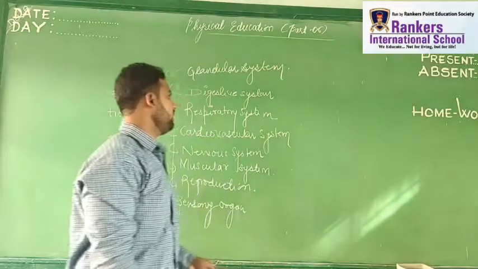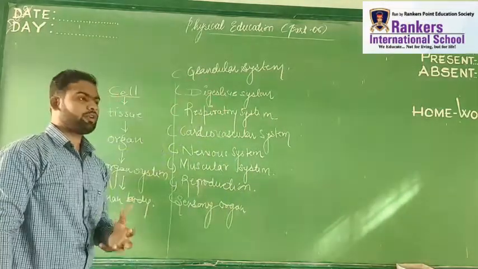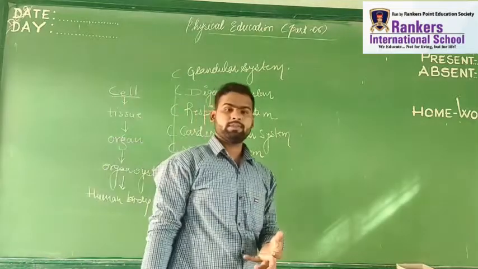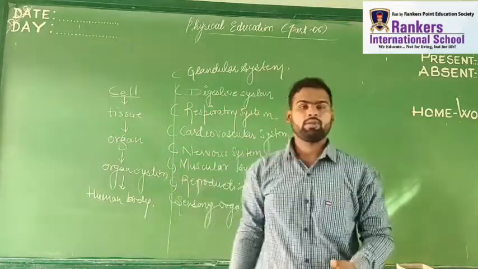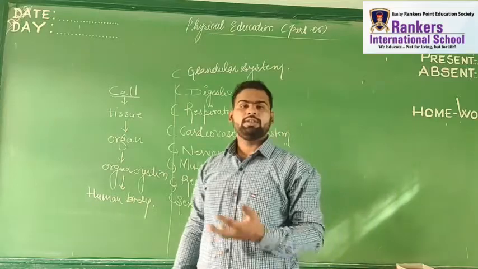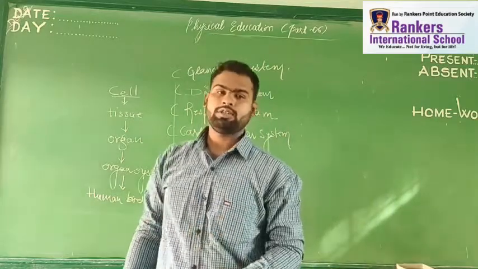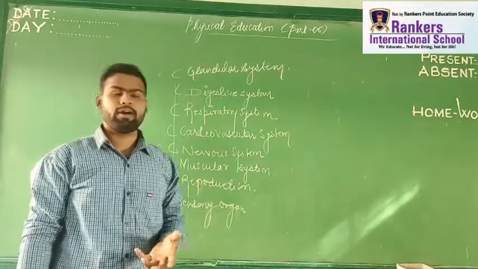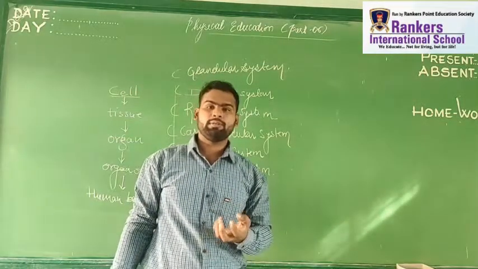So what I want to say here is, let's suppose that we talk about the glandular system. The glandular system consists of various glands, various ducts, hormonal secretion, storage, secretion, and so many things. So in glands, the production of hormones, that is chemical messengers, and all will take place there.